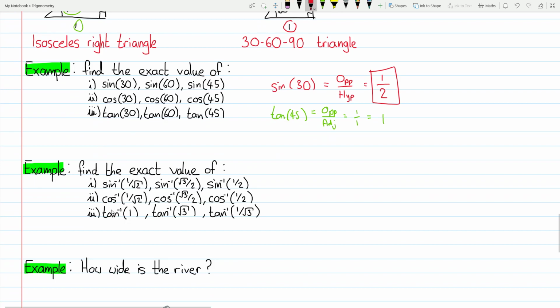And similarly, if we look at this next example, let's pick cosine inverse of the square root of 3 over 2.